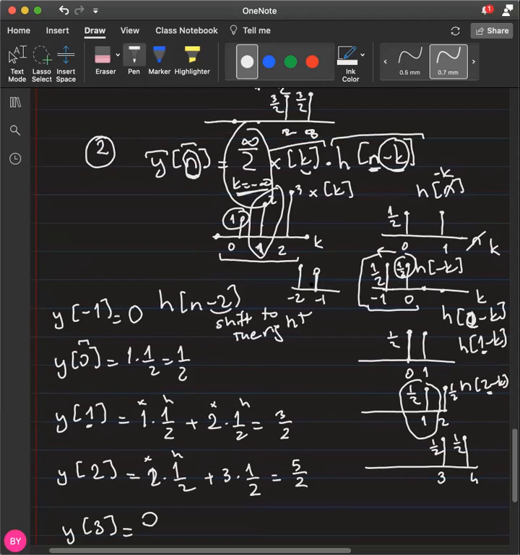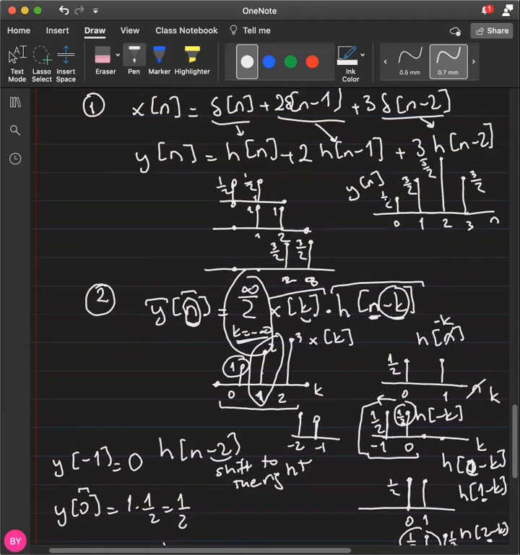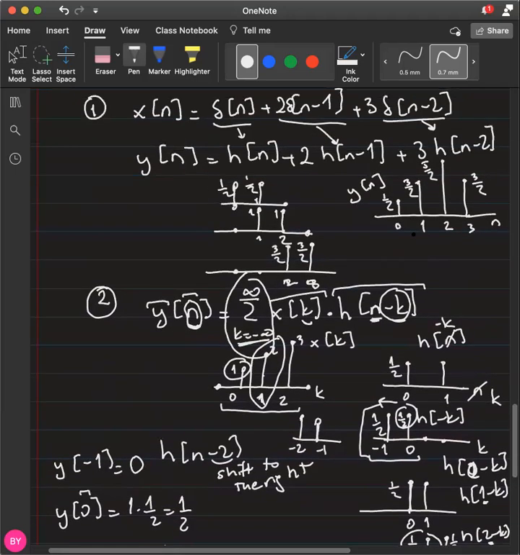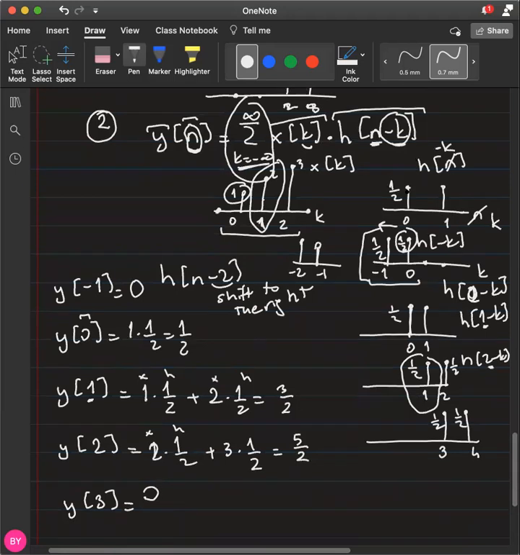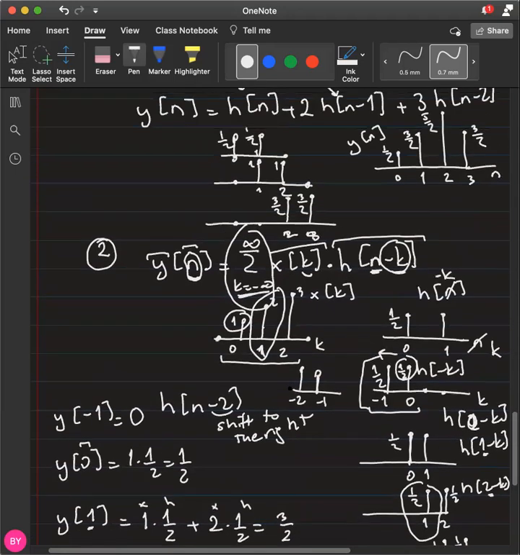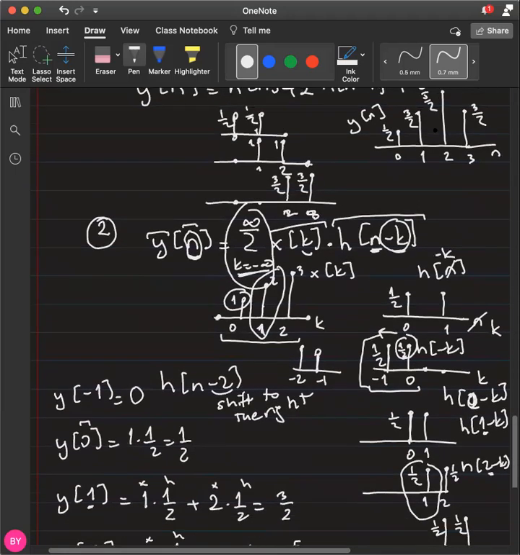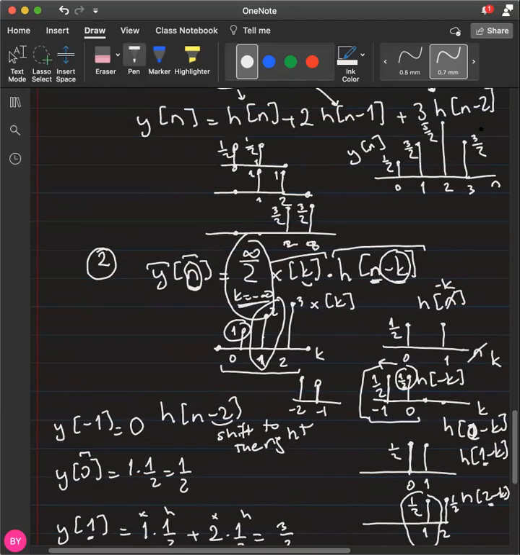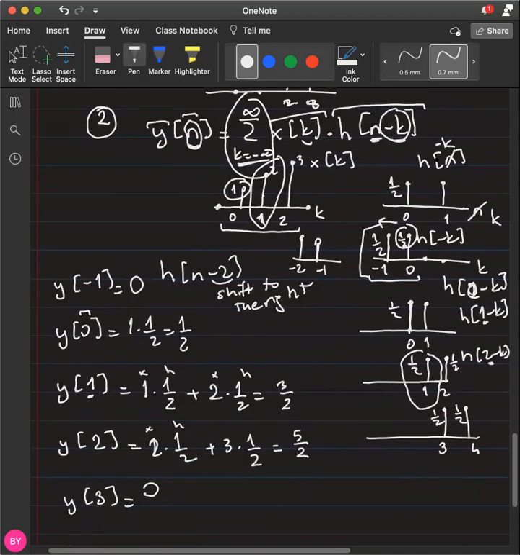Let us look at what we have found before. At 0, it was 1 over 2. At 1, it is 3 over 2. At 2, it is 5 over 2. At 3, it is 3 over 2. That means we are doing something wrong.